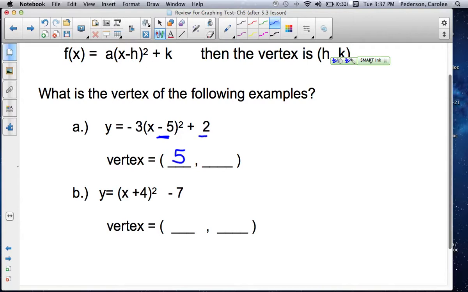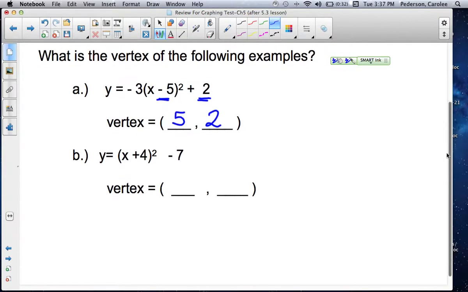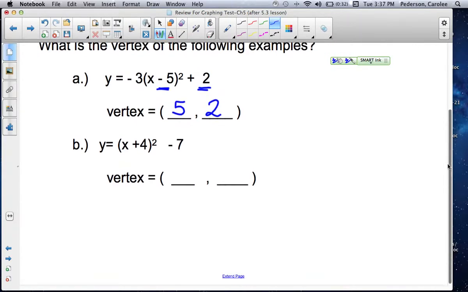And then the plus 2. What's the plus 2 doing to the equation? That's bringing it up 2 units. So the critical point, or the vertex, is right 5, up 2. Let's have you look at the next one. See if you can identify the vertex or critical point.